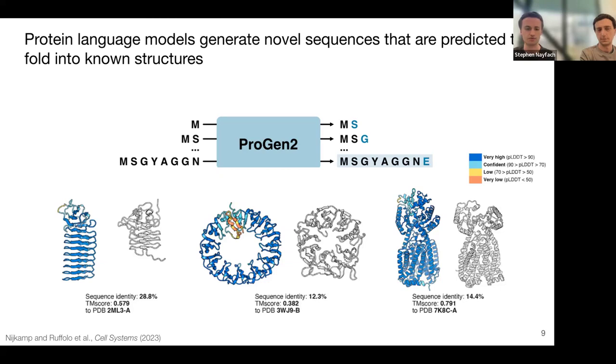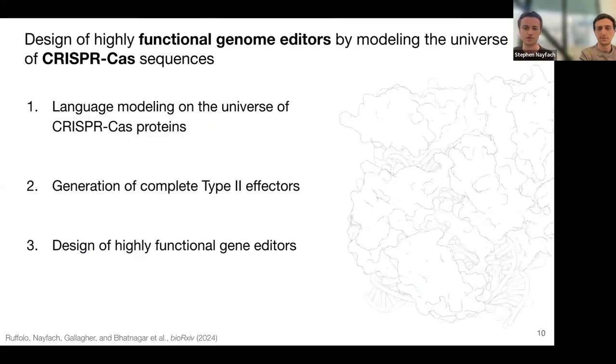So here are three examples from the ProGen2 manuscript where you can see the predicted structures for ProGen-generated sequences, mostly in blue, and then their closest natural counterpart from the PDB in gray. In all cases, we see similar folds, sometimes with very high TM scores, but the sequence identity is typically much lower. This has been found in several protein language modeling studies and really provides a useful tool when we want to design something novel but functional like a gene editor.